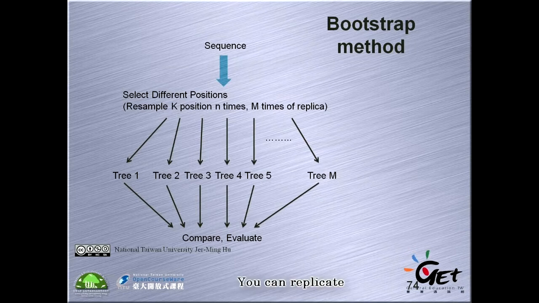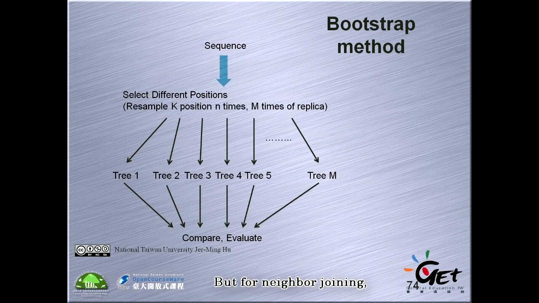You can replicate 100, 500, 1,000 times. It totally depends on the time you have, because one additional data set will take the same amount of time as any particular analysis, NJ or MP. Of course, the higher the number the better, since it's a statistical process. Just like flipping coins, 1,000 is better than 100. It totally depends.